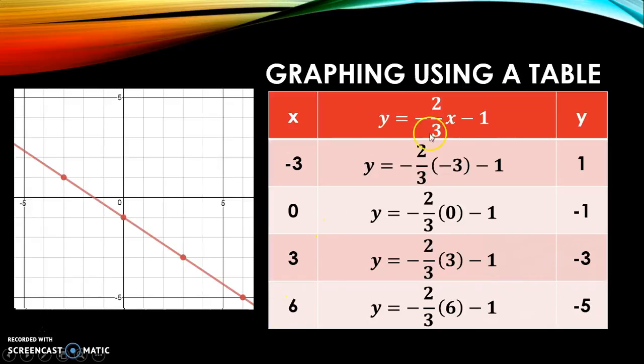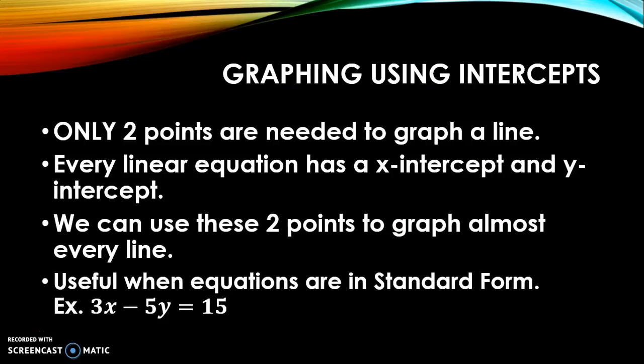Now, I want to remind you that using a table is really nice when one of your variables is solved for. So the big question is, what if we have something in standard form? Something that isn't solved for, x and y both on the same side? I have an answer for that. You should graph using the intercepts.